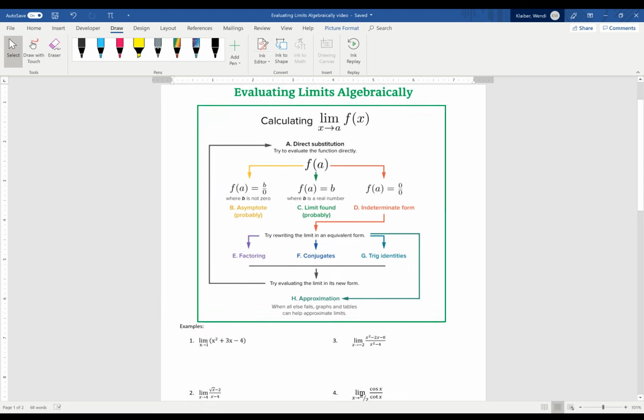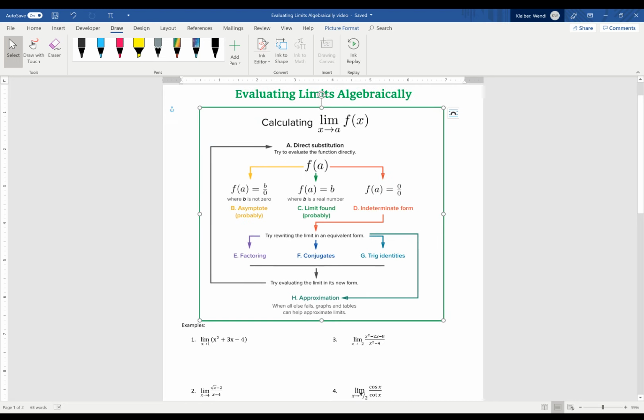Well, today what we're going to do is talk about how to evaluate a limit algebraically. Okay, so I've got a flow chart here that helps us out. The first thing we want to do is substitute the value into the expression. So if we look down here at example 1, if I substitute 1 into this expression, I would get 1 plus 3 minus 4, which is 0. So the limit has a value of 0.